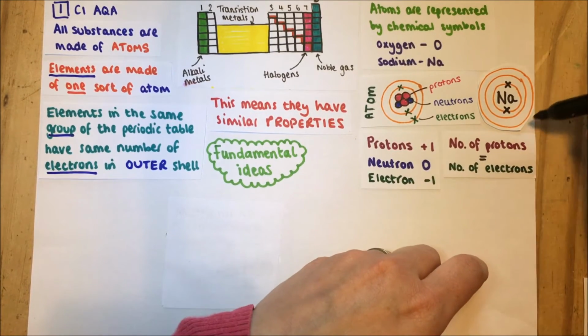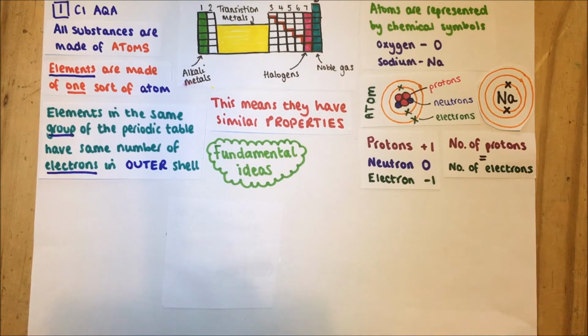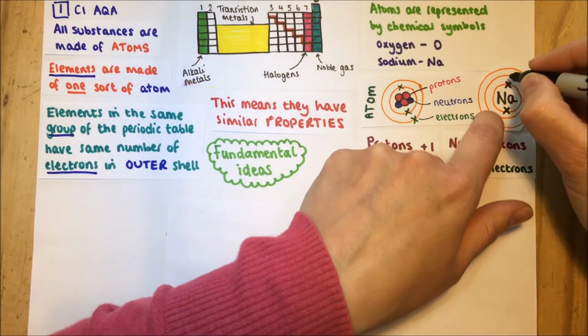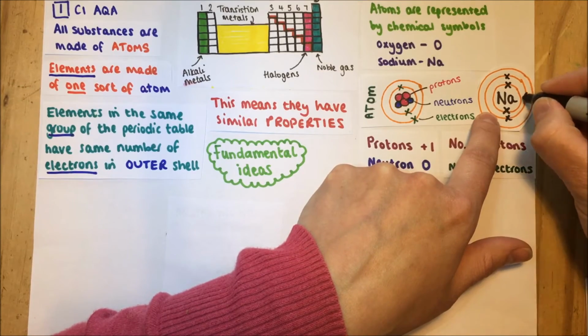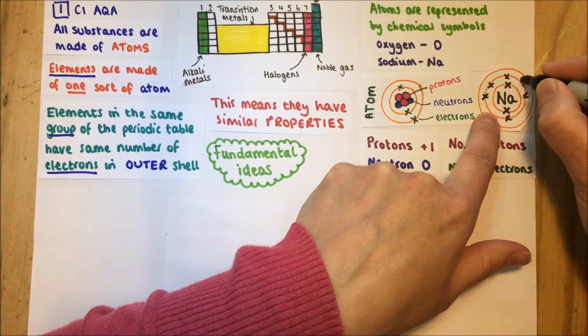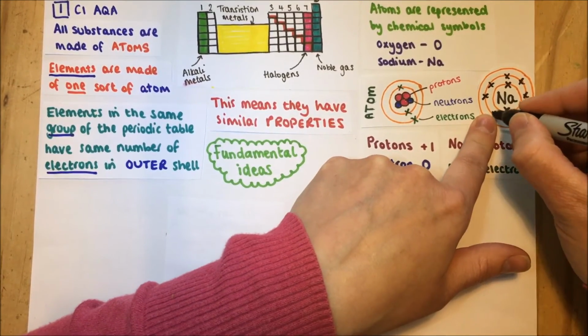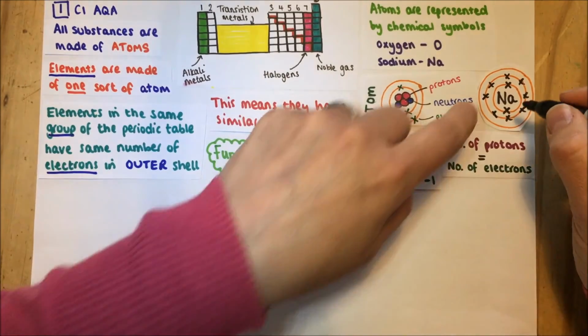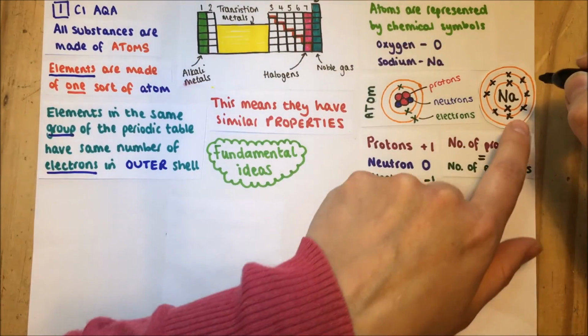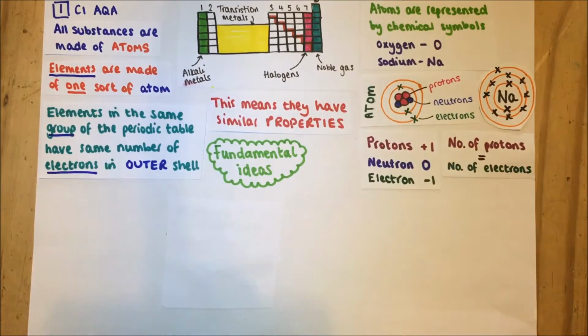I can fit 8 in the next shell, and I'm not going to need to put all 8 in there because that's going to make 10 in total. 1, 2, 3, 4, 5, 6, 7, and 8. So that's 10. And I said sodium had 11, so I need to put 1 more on the outer shell. So that's sodium, 2 in the first, 8 in the second shell, and 1 in the third shell.